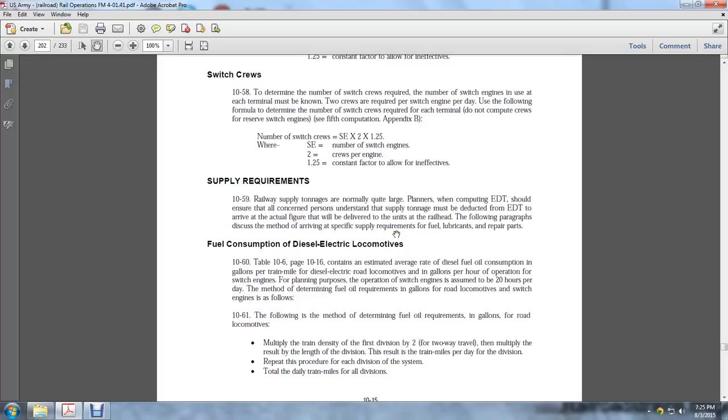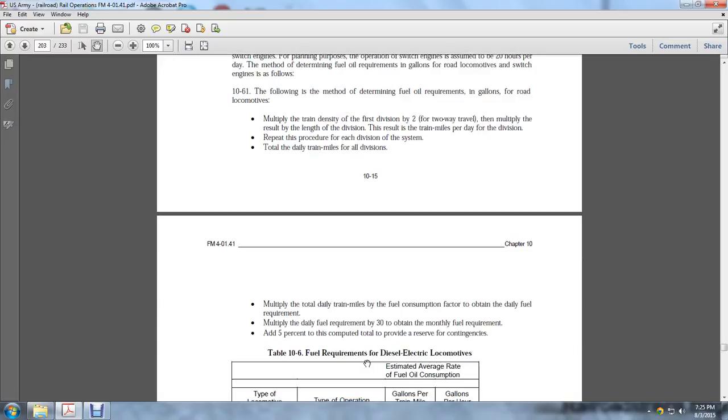The method of determining the fuel requirements for the switch engines and the road locomotives is as follows. First, multiply the train density of the first division by two-way travel, and multiply that result by the length of the division. The result is the train miles per day for the division. Repeat the procedure for each of the divisions, and total the daily train miles for all the divisions.